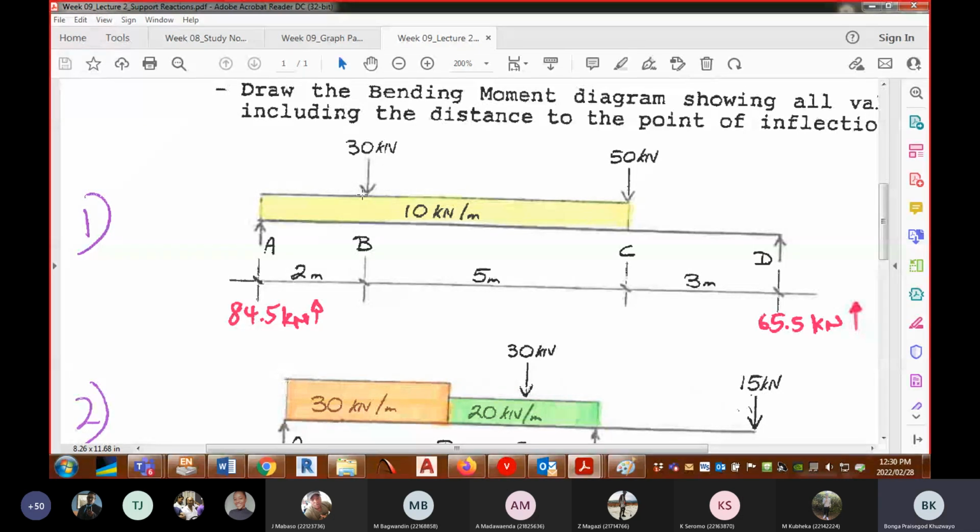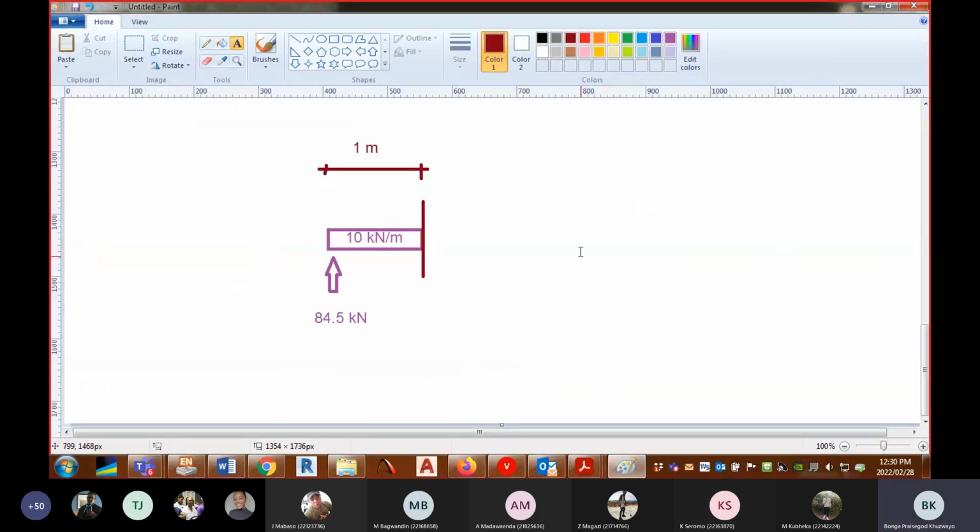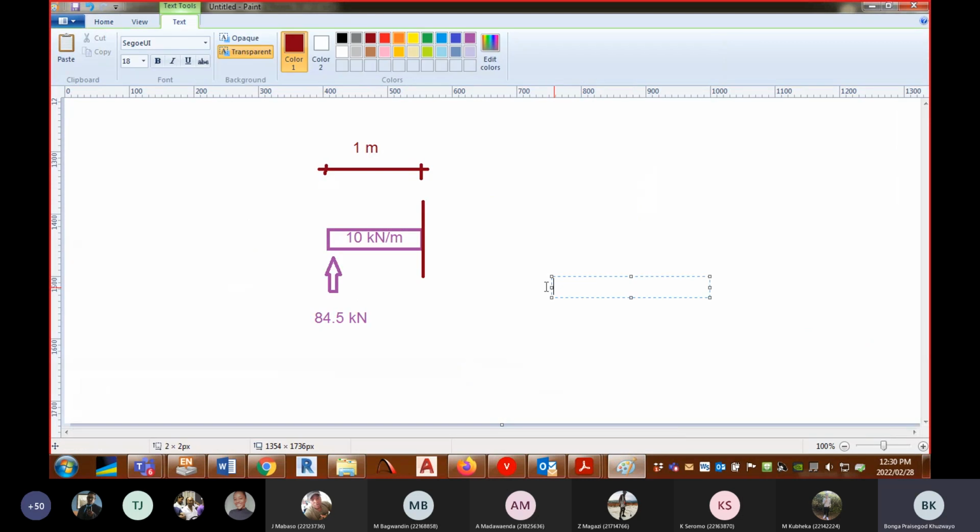B left excludes the point load of 30 kilonewton. And then B right will include the point load of 30 kilonewton. So we're currently doing B left. The free body diagram for B left looks like this.